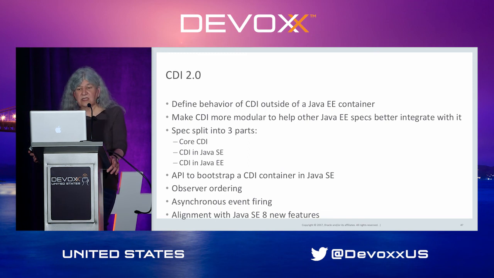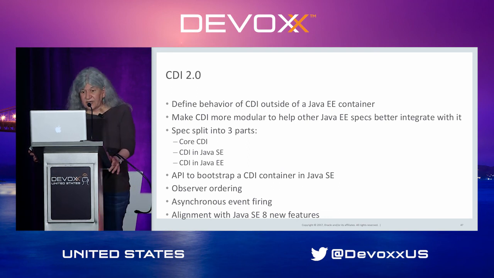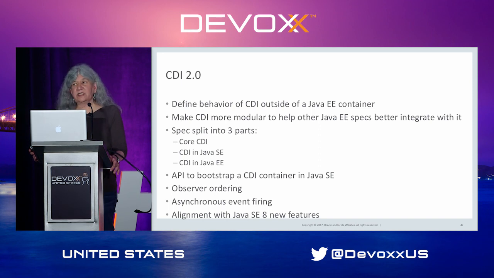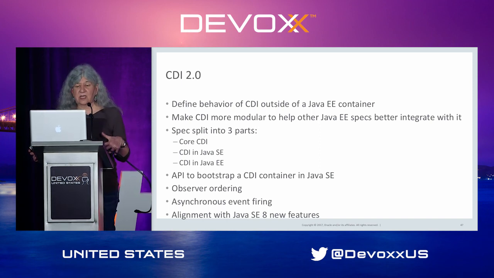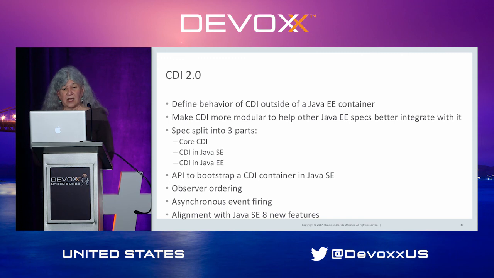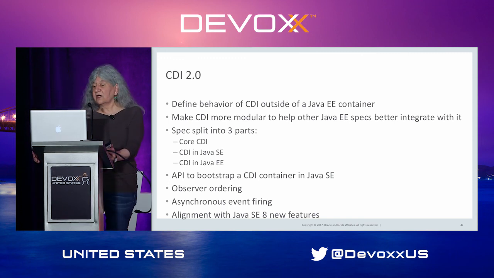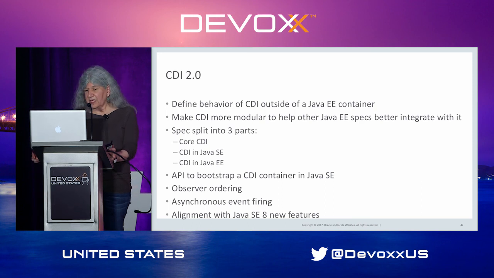For SE, this consists largely of the bootstrapping API, and for EE, it defines the rules for integration with EE-specific technologies. For example, how EJB session beans function as CDI beans, and how resource injection works. In addition, there are some other useful enhancements. I'm going to talk now about observers and events.